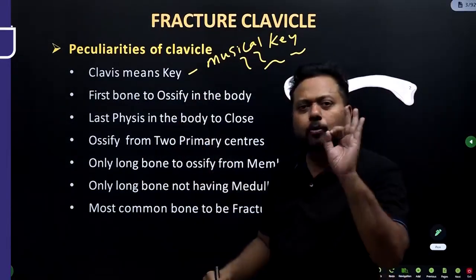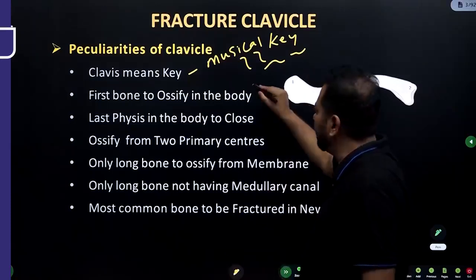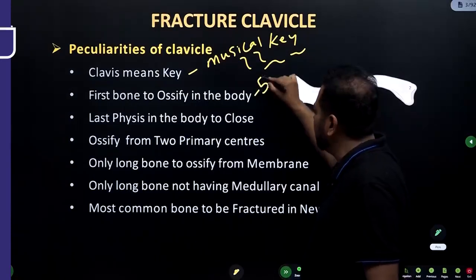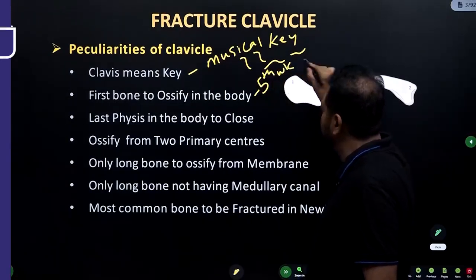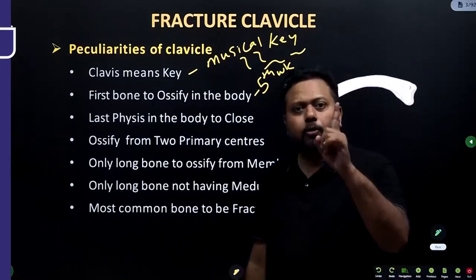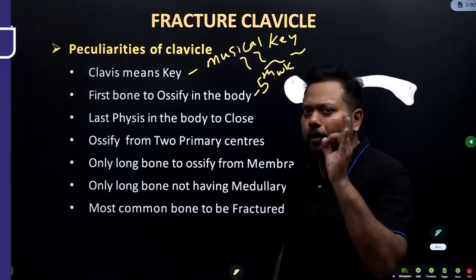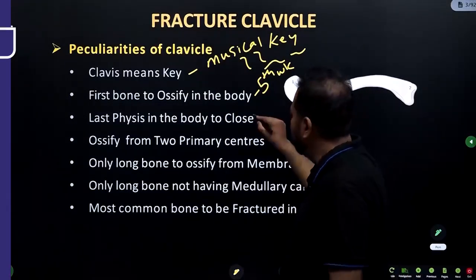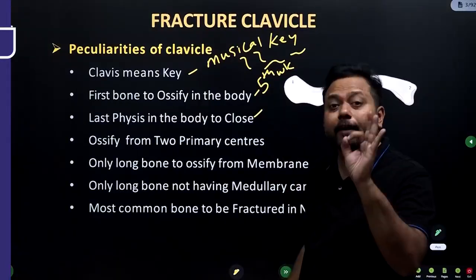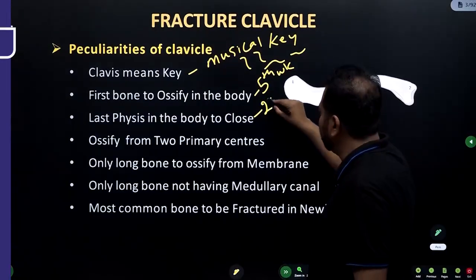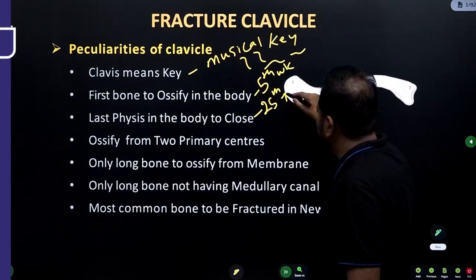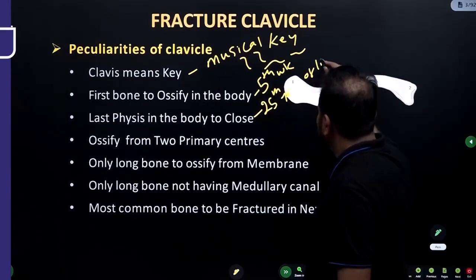First bone to ossify in the body. It starts ossifying by the 5th week of intrauterine life. First bone to ossify in the body, very peculiar, and it's the last bone to complete ossification. What is the answer? 25th year of life.